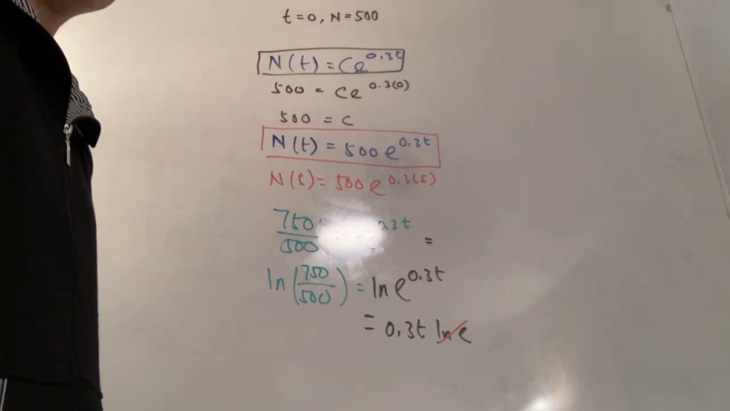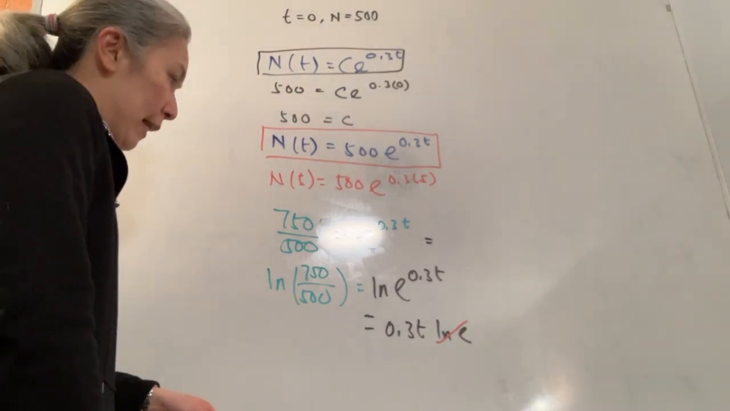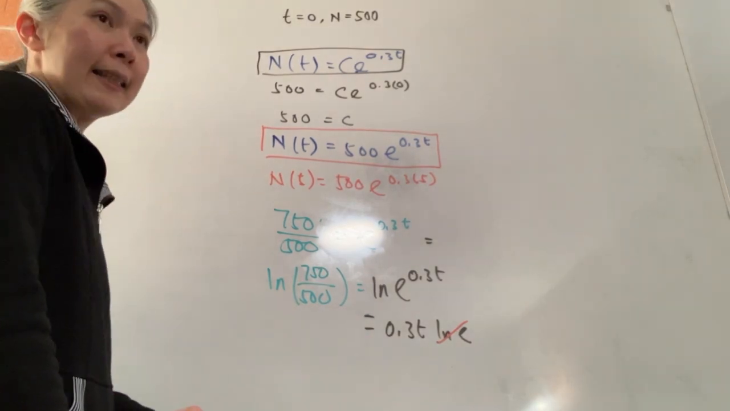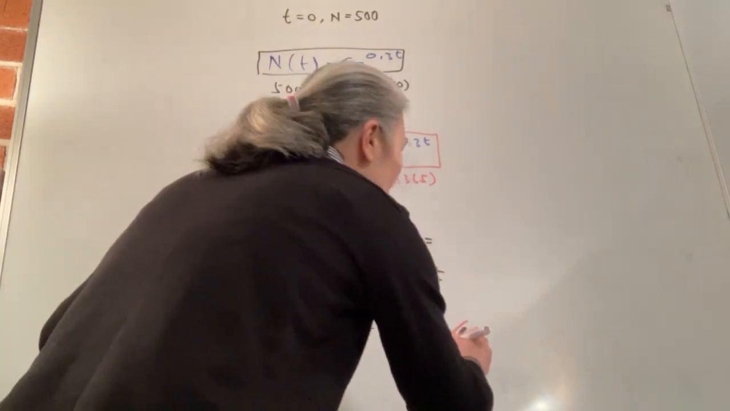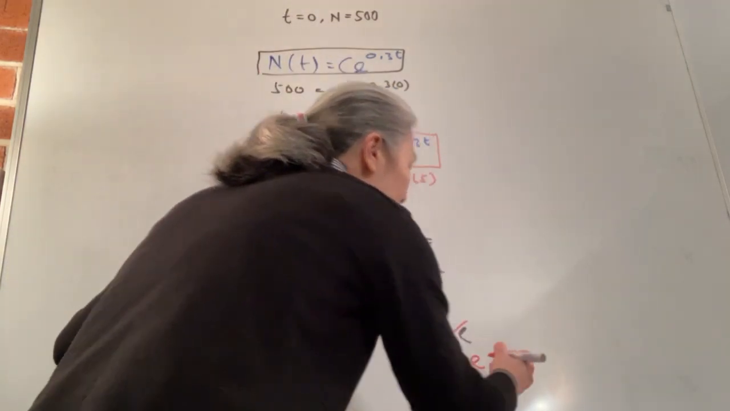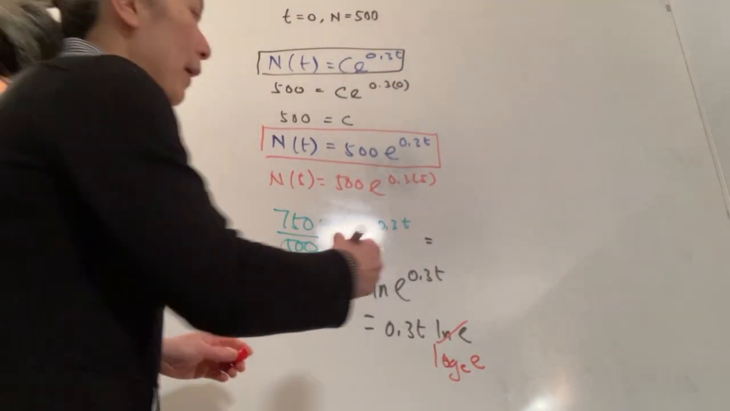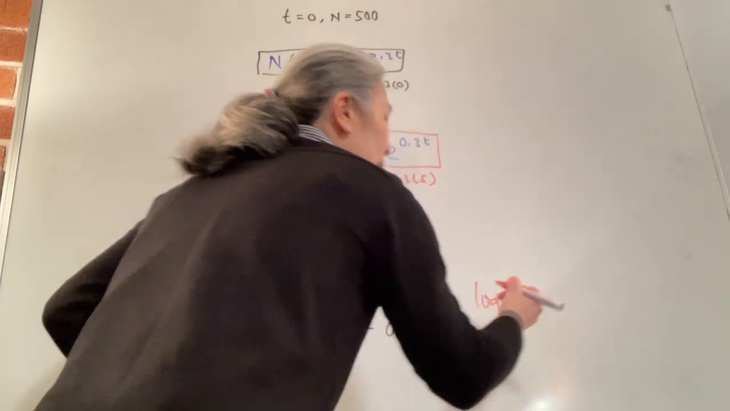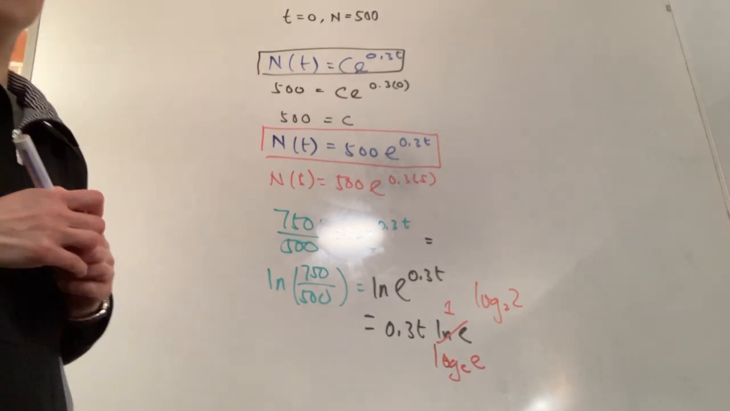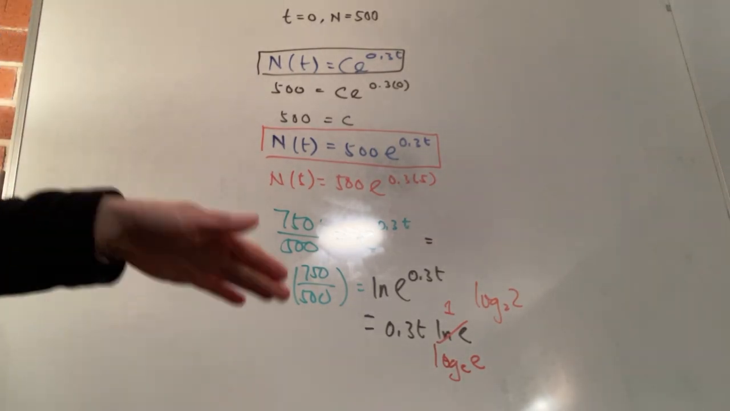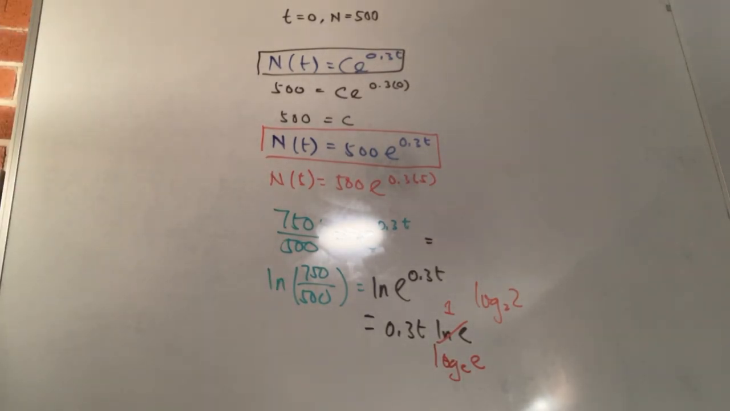Sorry. So that means you divide by 0.3 on both sides. Why can we cross off the ln of e? Because ln of e means log base e of e. Remember log base 2 of 2 is equal to 1, right? So that means this is equal to 1. Log base 2 of 2, log base 3 of 3, they all equal 1. There you go. That's why I use ln instead of log.